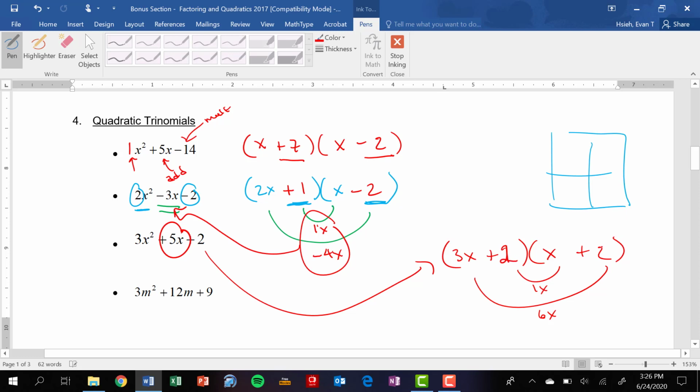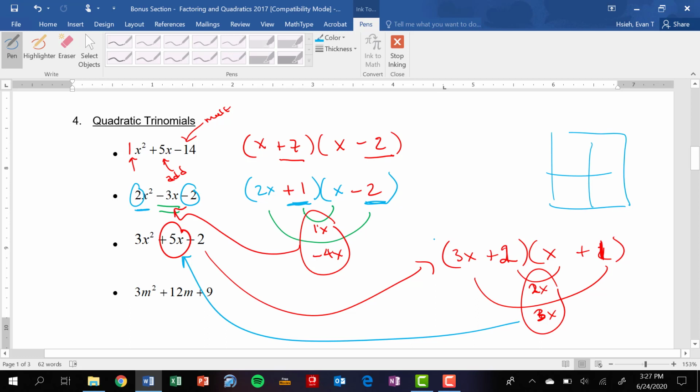Let's make this 2 and make this a 1. So this becomes 2x, and this becomes 3x. And guess what? 2x plus 3x adds up to 5x. And we're good. That is factored completely.